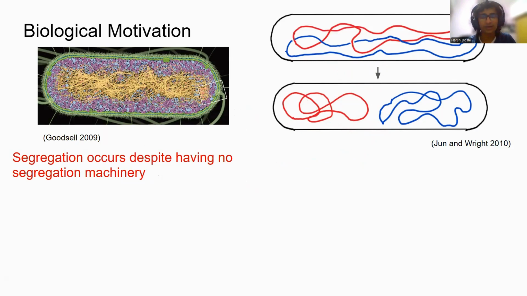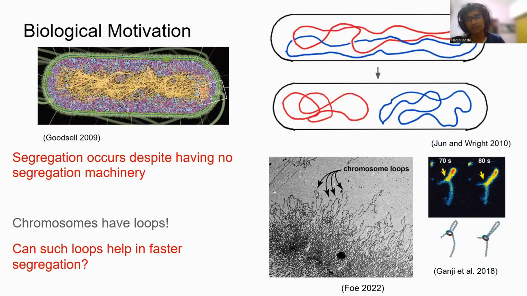Whatever I've told so far has been quite well established in the field, and what I'm looking at in this thesis is to study the effect of additional topological effects of the polymers on this segregation. So people have found that there are chromosomal loops that are formed on top of this DNA contour by special proteins. How can such loops affect the segregation rate is what this thesis is trying to answer. And in particular, can such loops actually help in faster segregation of these polymers in confinement?